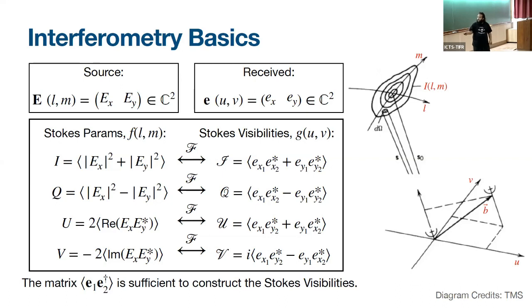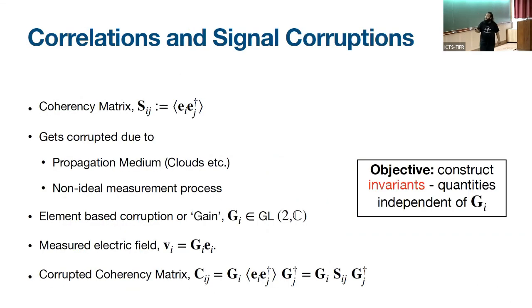So I'll start talking about this matrix now. That matrix is called the coherency matrix. And it is this matrix that gets corrupted due to various factors I mentioned earlier, like atmospheric effects and non-ideal measurement. This corruption takes place on the electric fields: it multiplies the electric field by a 2x2 matrix with complex entries. So the corruption in the coherency matrix is then given like this.